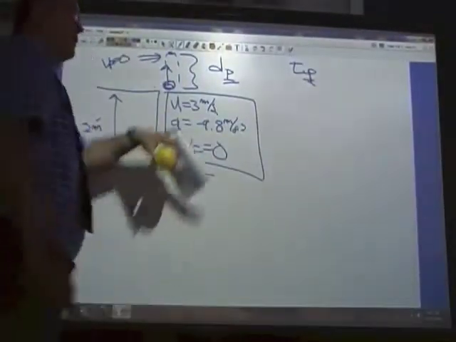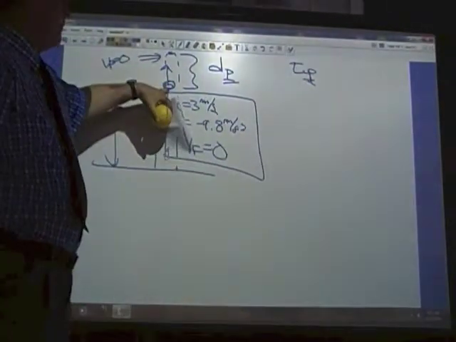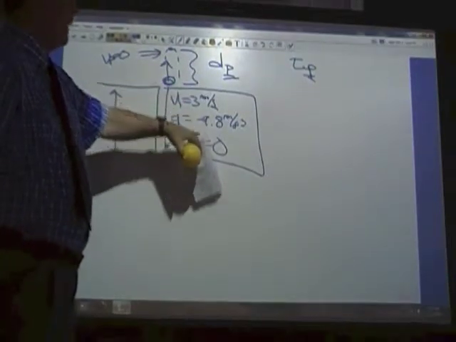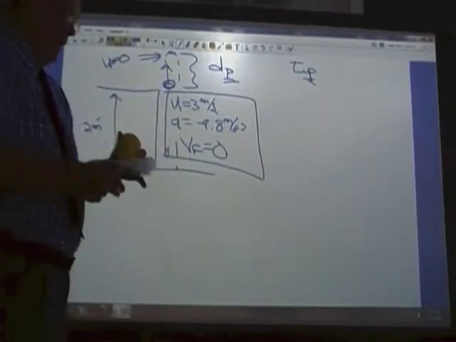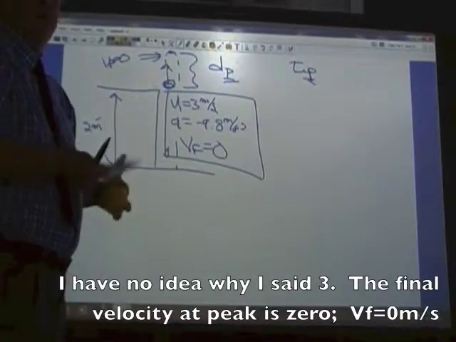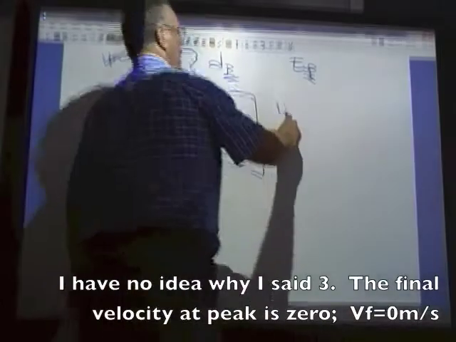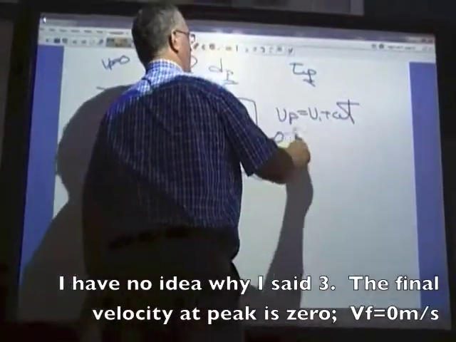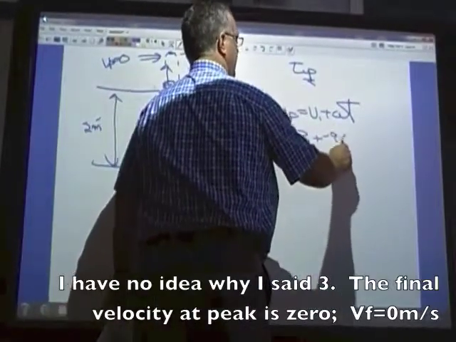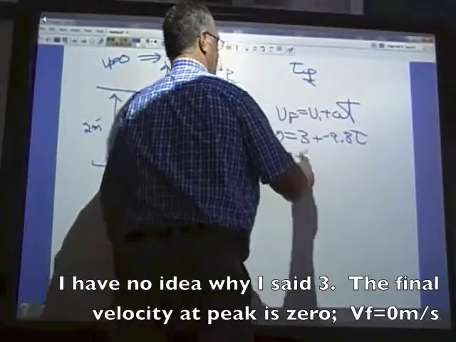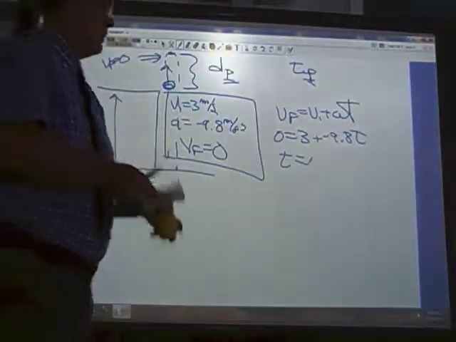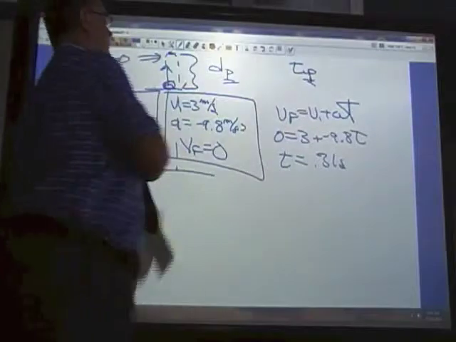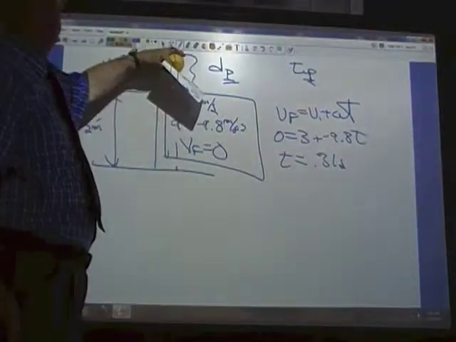I got 3 things. Initial velocity, 3 meters per second at the top of the roof. Acceleration as soon as it leaves my hand is minus 9.8, and the final velocity is 0. Let's find the hang time. 0 equals 3 plus minus 9.8 t. T looks like it's going to be 0.31 seconds. So it takes 0.31 seconds from the millisecond it leaves my hand to reach the peak.